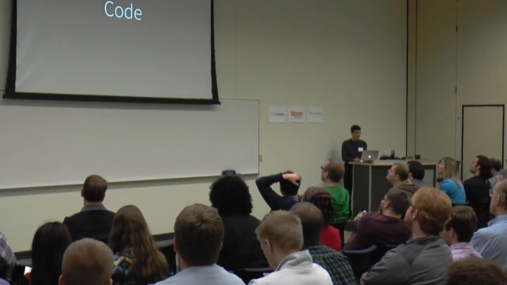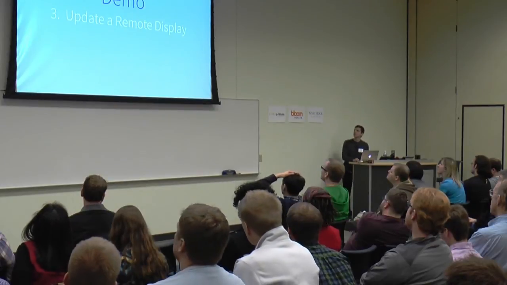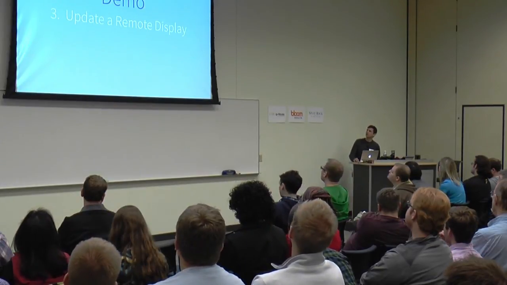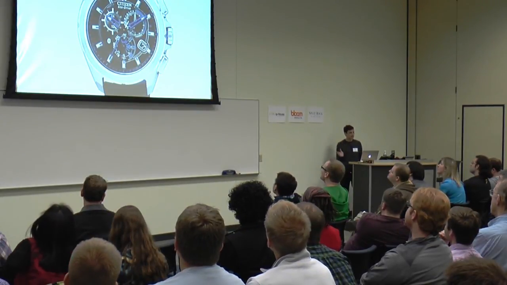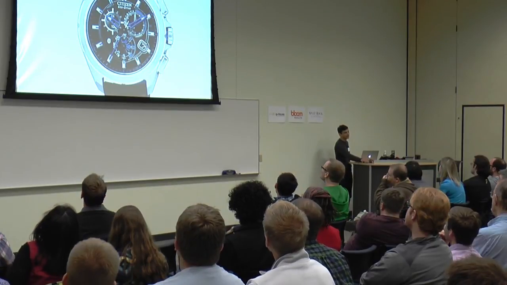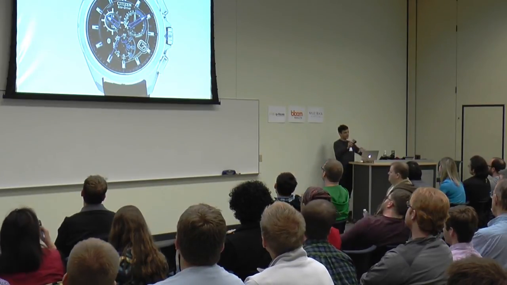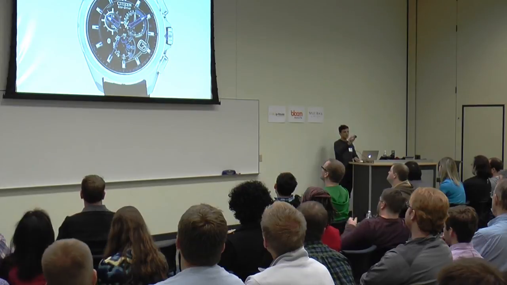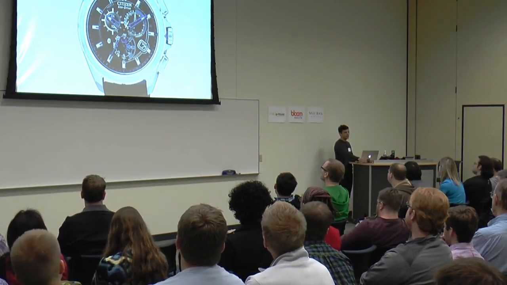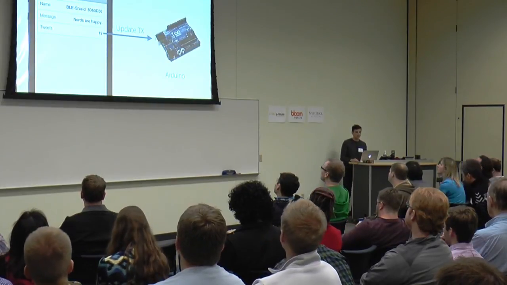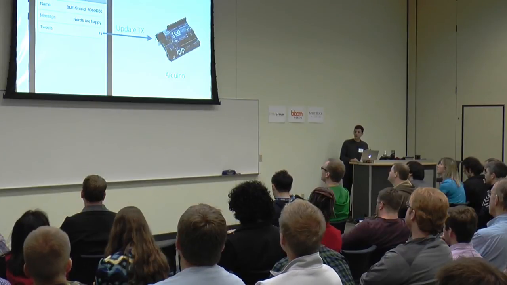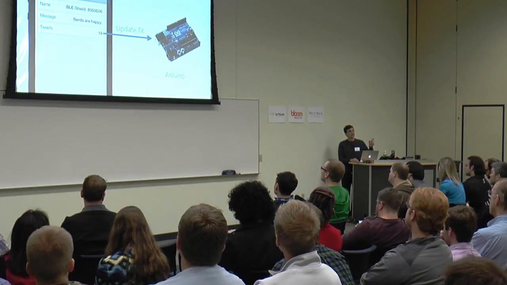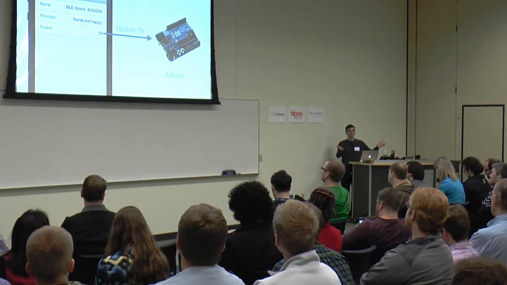Okay, so that's demo number two. Demo number three, we're going to try to update a remote display. You know what a fan of this concept I am. So we're going to try to make a very simple version of this with this Arduino. It's got an LED display on the front. I have some software in the iOS app that monitors Twitter for a hashtag, and I'm going to need your assistance. Hopefully some of you can help me out here.